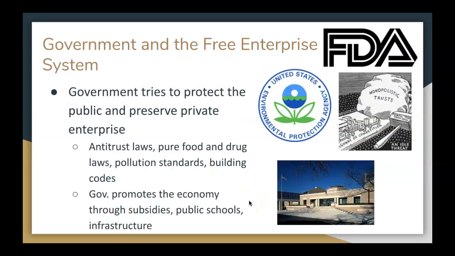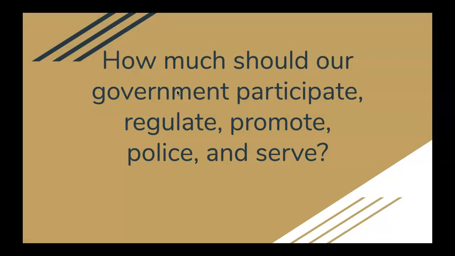However, government has acted in many unique and dynamic ways to build a better today and a better tomorrow for the people. Government tries to protect the public and preserve private enterprise through the following ways. Throughout our history, antitrust laws have been passed, pure food and drug laws have been passed, pollution standards have been implemented, building codes have been implemented and enforced, and government promotes the economy through subsidies, public schools, and infrastructure. As you can see, the economy needs government, and government needs the economy. So how much should our government participate, regulate, promote, police, and serve businesses and or the people?